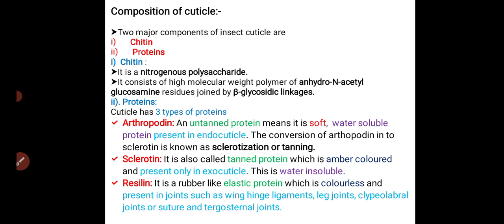Proteins. Cuticle has three types of proteins. First, arthropodin, which is an untanned protein. It is a soft, water soluble protein present in endocuticle. The conversion of arthropodin into sclerotin is known as sclerotization or tanning. Sclerotin is also called the tanned protein, which is amber colored and present only in exocuticle. This is water insoluble. Resilin, it is a rubber like elastic protein which is colorless and present in joints such as wing hinge ligaments, leg joints, clypeolabral joints and sutures and tergosternal joints.